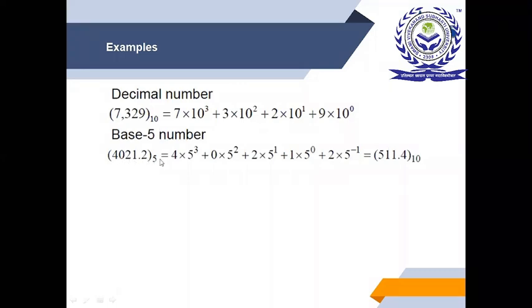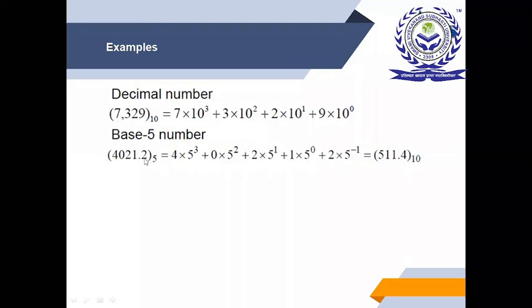4021.2 base 5. So if I have to convert this particular number into the decimal number, or I have to find out its exact value in decimal, then I will write here the coefficients A0, A1, A2, A3. So I expand this particular number 4 into 5 raised to the power 3. So 5 is the base. Plus 0 into 5 raised to the power 2. Plus 2 into 5 raised to the power 1. Plus 1 into 5 raised to the power 0.